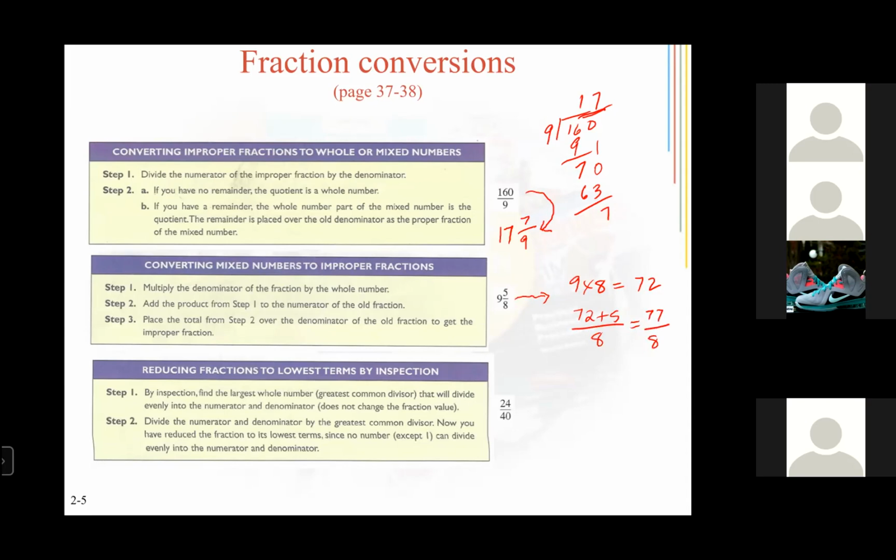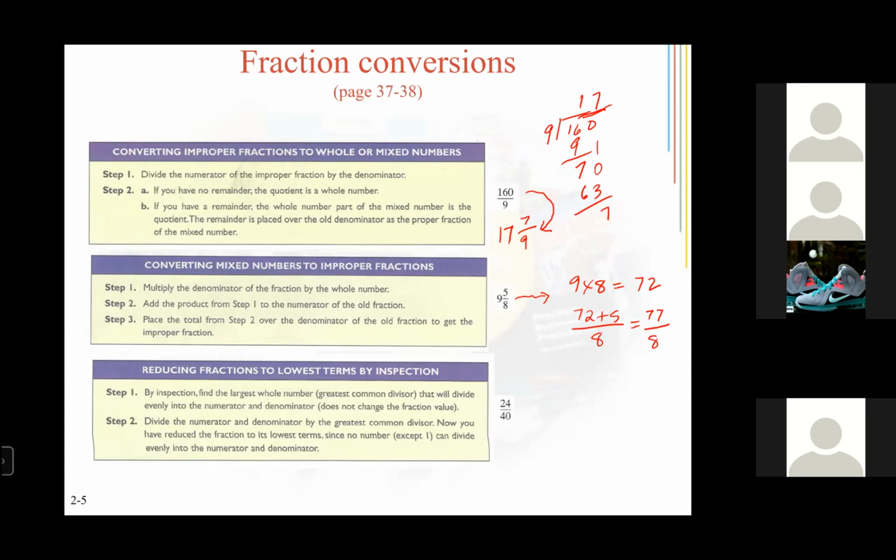Okay, so the steps are right there. Multiply the denominator of the fraction by the whole number. Add the product from step 1 to the numerator of the whole fraction. So that's 72 plus 5. Put the total from step 2 over the denominator. So that would be the 77 over the 8. And so you got your improper fraction.